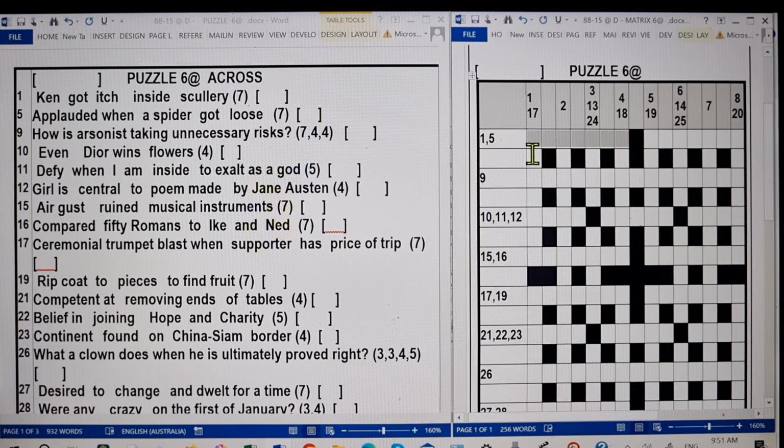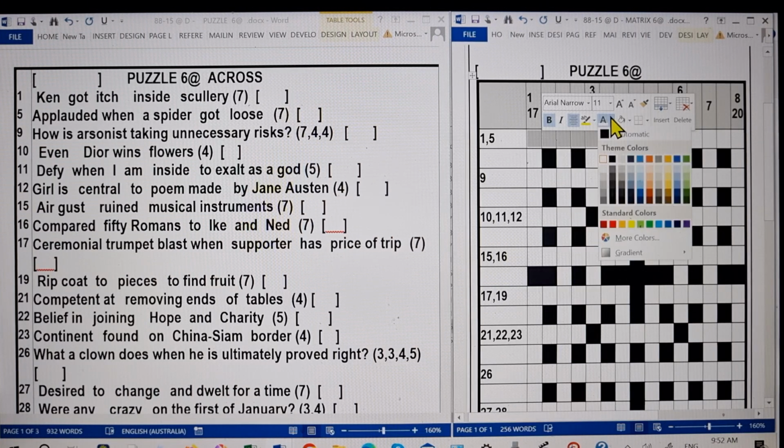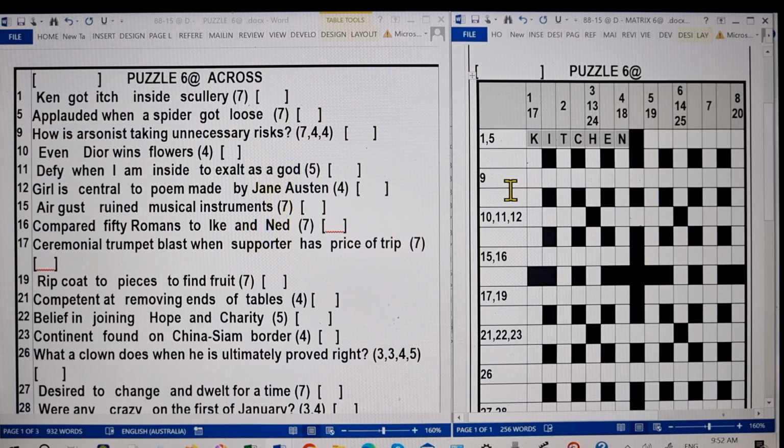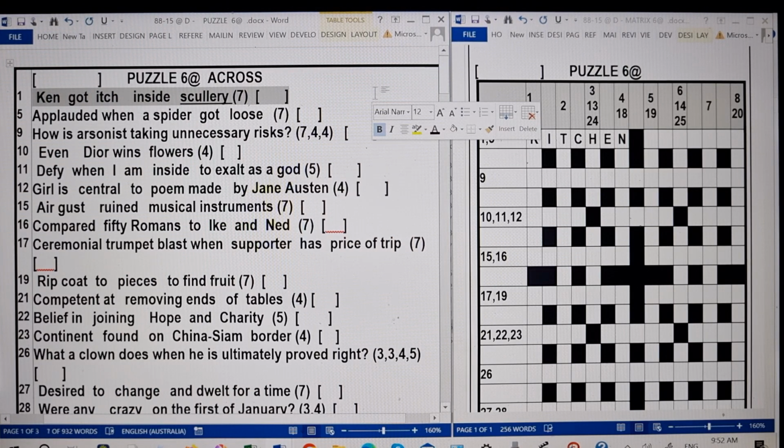Okay, you're back again. Now, the answer is kitchen. Is that what you got? Let's see why. Because the key is scullery, which is a kitchen, obviously. And how does it work? Look at the rest of the clue. You can see how it works. Ken got itch inside. Inside is a container flag, which tells you that Ken and itch are set up so that itch is actually inside Ken. And that's how you get it.